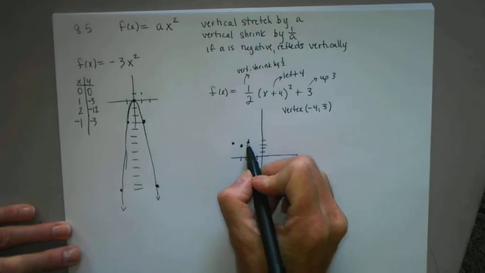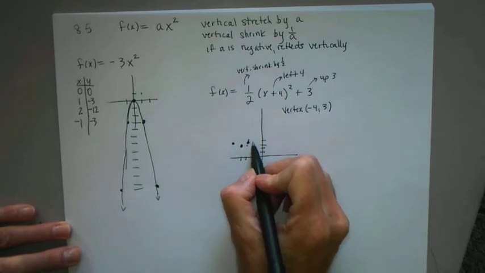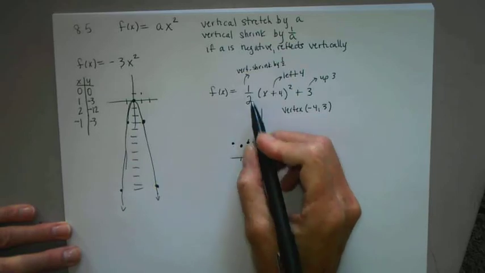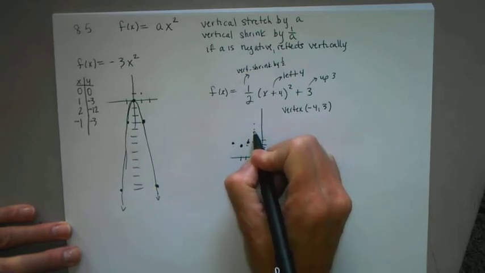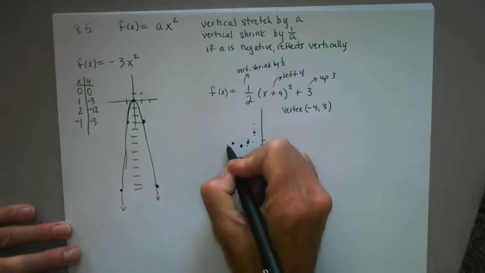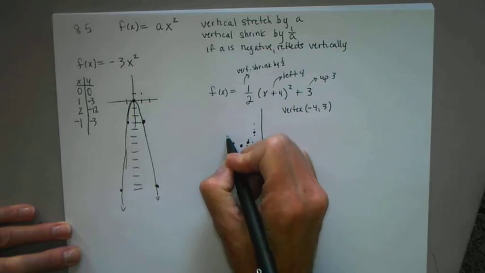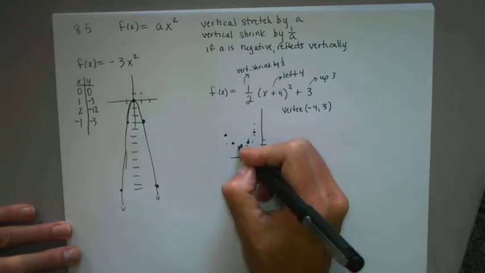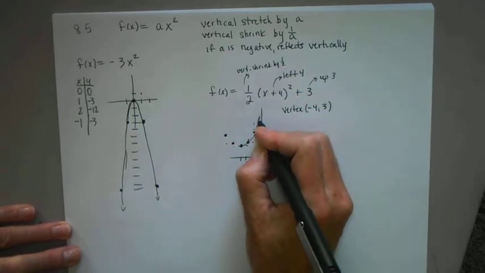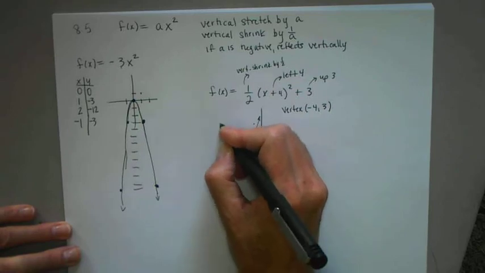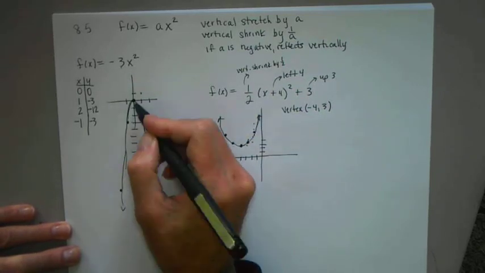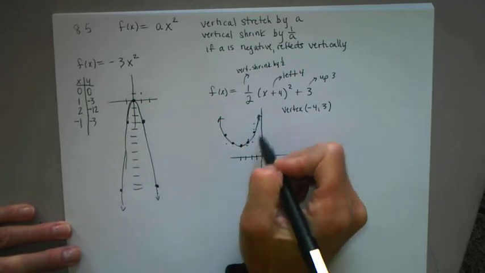Then we normally go over 1, up 1, 2, 3. But we only go up 1 1/2 right there in the middle. And we do that on both sides. So I'll put that symmetrical to that right there. That is my parabola. So you can see that multiplying by a fraction makes it wider, and multiplying by a number makes it skinnier. Fractions make it wider.